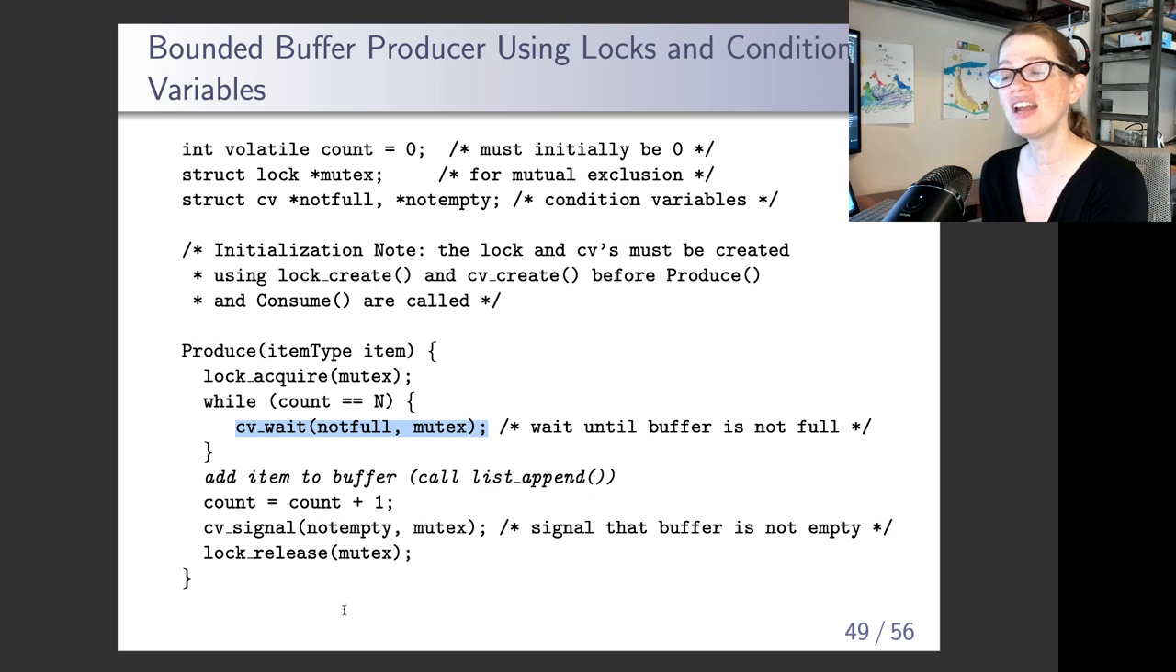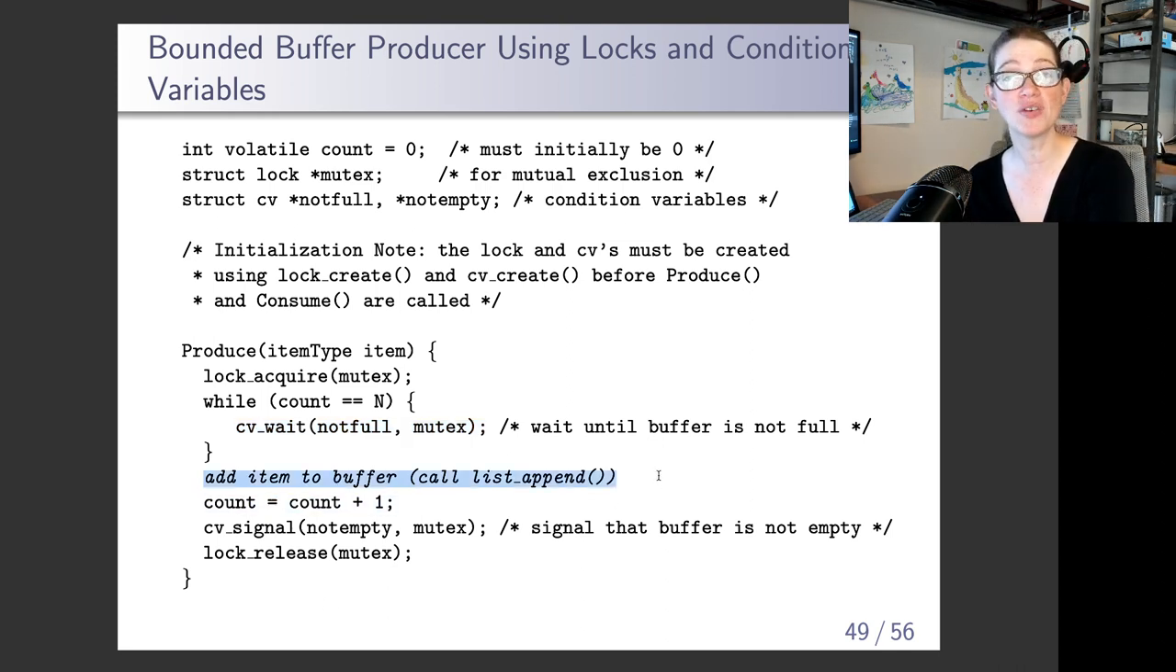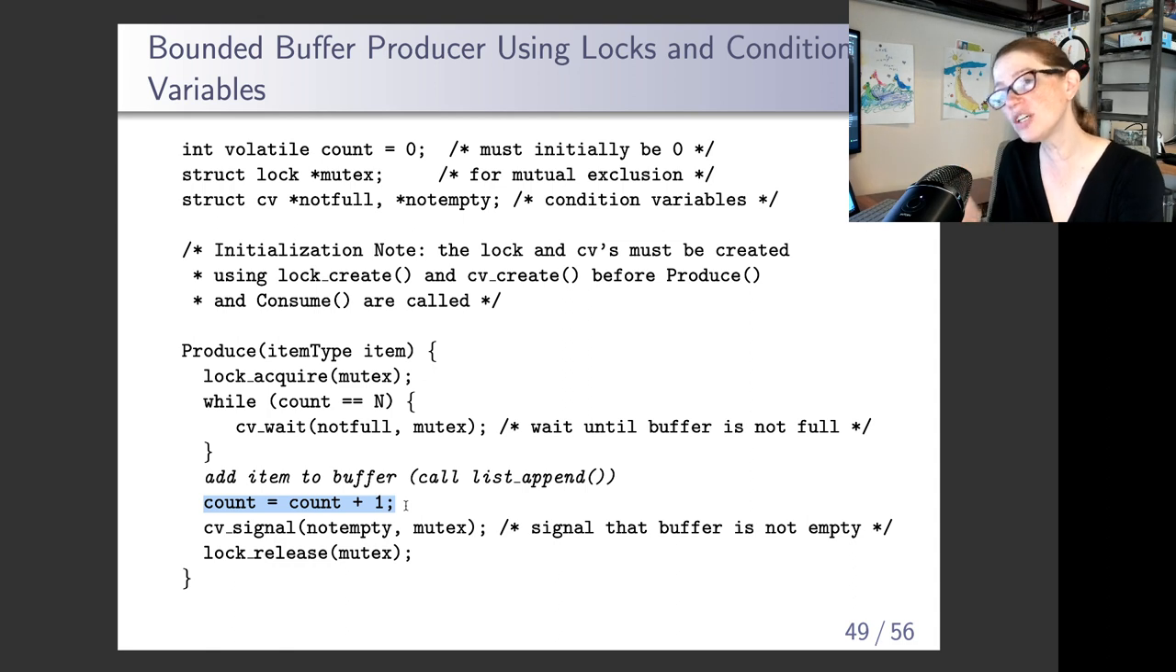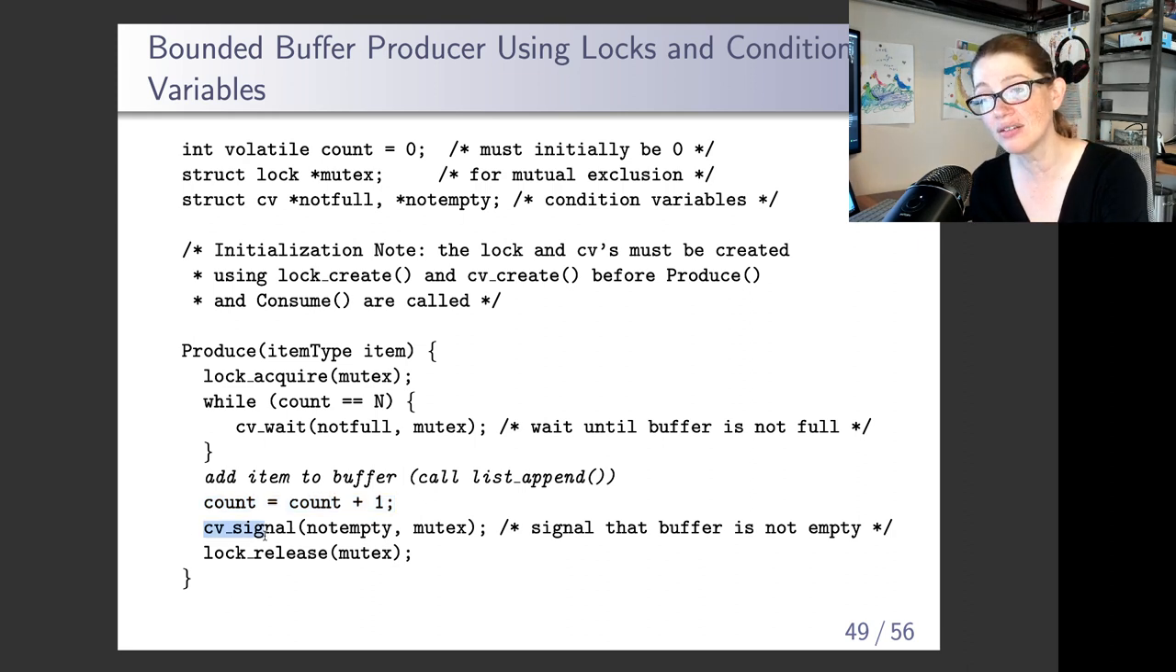When the buffer is finally not full, we'll be down here. We can add the item to the buffer safely. We increment the count to indicate there is now an item in the buffer, but because we just incremented count, we have changed the condition for the consumer. So we call CV signal on not empty because the buffer is no longer empty. And then we release our lock.